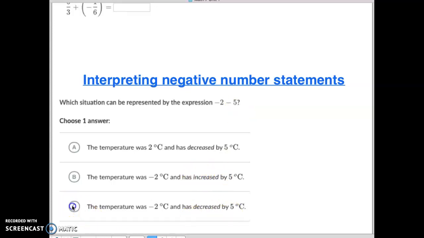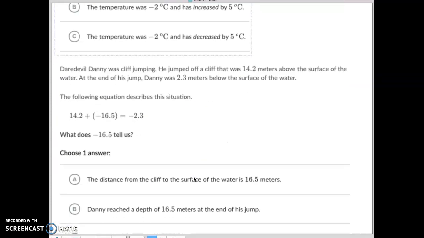If you said it's letter C, oh, I forgot to put in little circles there. You're correct. This one should have been letter C. All right, you're going to have to live with it. I forgot the circles today. Sorry about that.